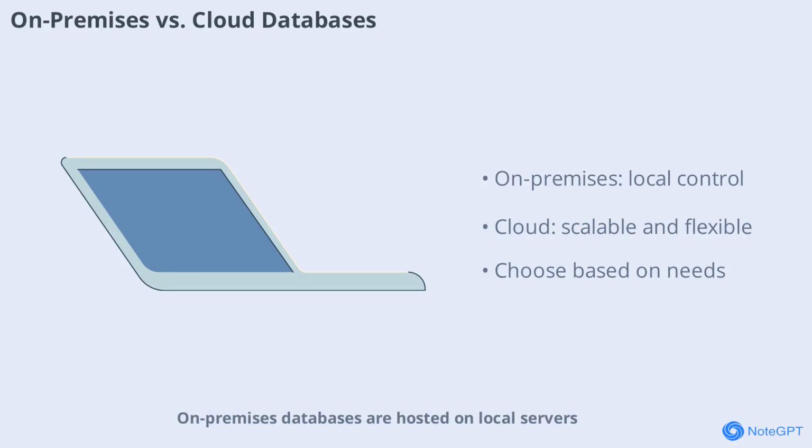On-premises databases are hosted on local servers, giving organizations full control over their data and infrastructure. Cloud databases, on the other hand, are managed by third-party providers and accessed over the internet. Cloud solutions offer scalability, flexibility, and reduced maintenance, while on-premises systems provide more customization and security control. Choosing between them depends on your organization's needs and resources. Up next, we'll discuss database scalability and how to handle growing data volumes.